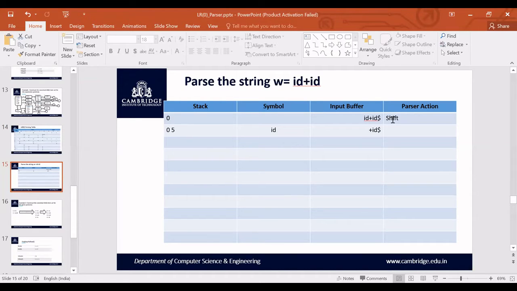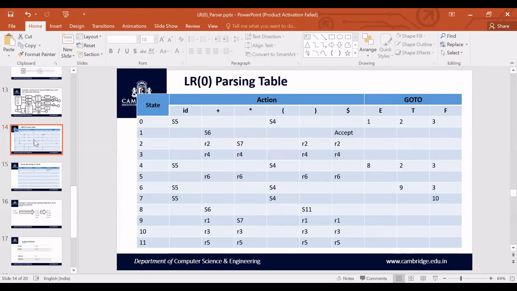Okay. When I perform a shift, I'm doing two operations. That is pushing the state number onto the stack and moving the symbol from the input buffer into the symbol column. Okay. So we are done with that. Next, what is there on the stack top now? On the stack top, you have 5. So check 5 on plus. What do you have in the input buffer? Plus. Okay, the next symbol in the input buffer is plus. Go to the parsing table and check what is 5 on plus.